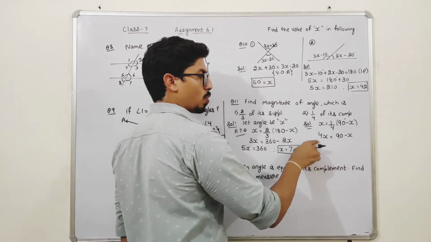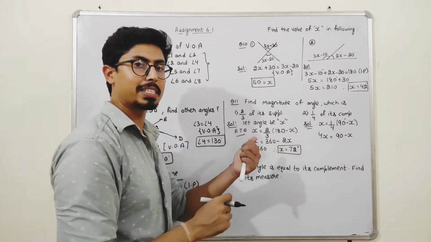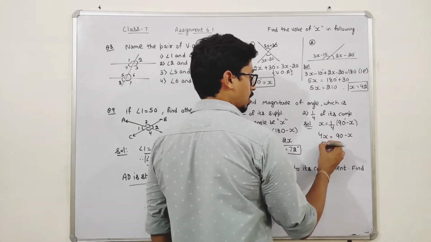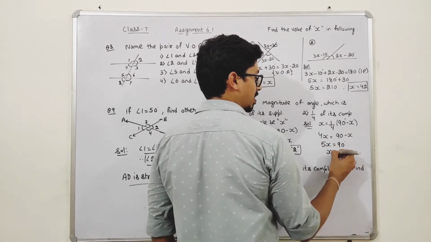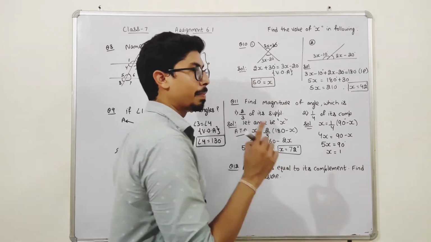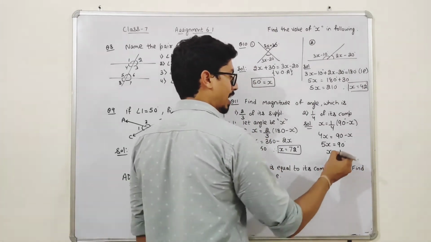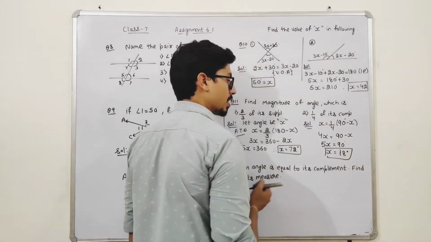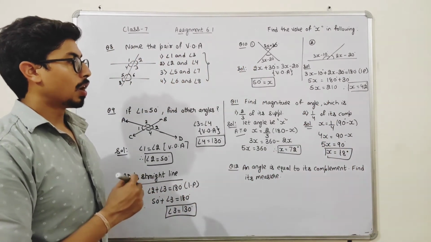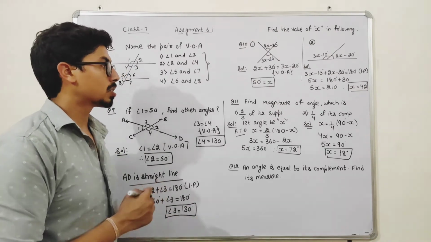X is in subtraction, when it goes here, it will be in addition. So 4x plus x will be 5x. So 5x is equal to 90 degree. Therefore, x is equal to 5 ones are 5. Remainder is 4. 5 8s are 40. So the answer is 18 degree. Okay, students. Now moving forward to the last question, students.